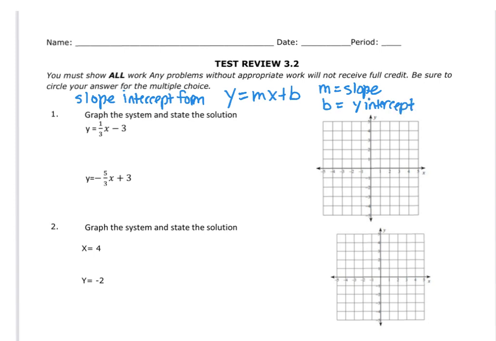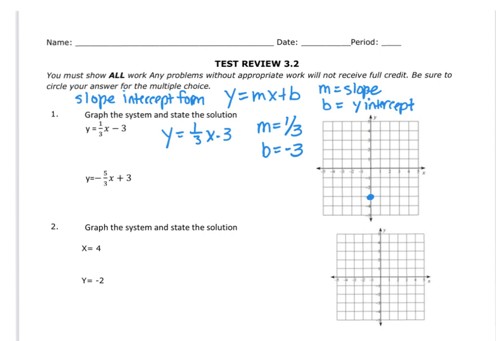Okay, so if you look at this first equation, y equals 1/3 x minus 3. In this equation, our slope is 1/3, and our y-intercept is -3. Okay, remember, slope is our rise over run. So if I want to graph that equation, I'll start out with my intercept. My intercept is -3 right here. And then my slope is my rise over run.